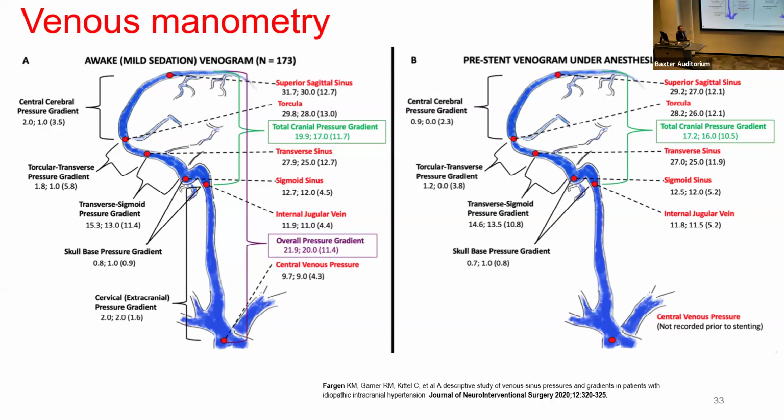most important thing is to decrease the risk of vision loss and papilledema. Most of the time, the area with the most gradient and most stenosis is the same: the junction between the transverse sinus and the sigmoid sinus.